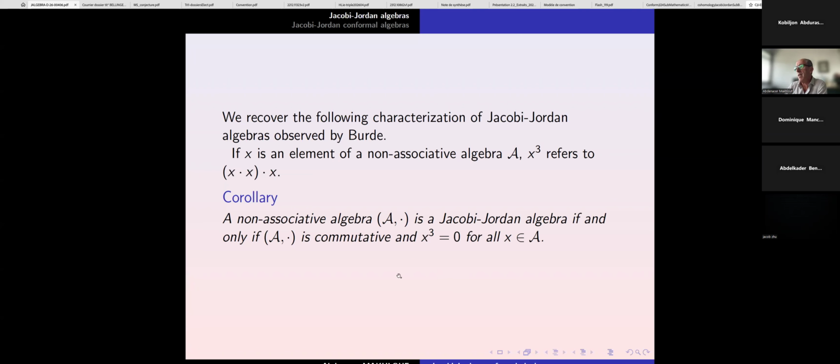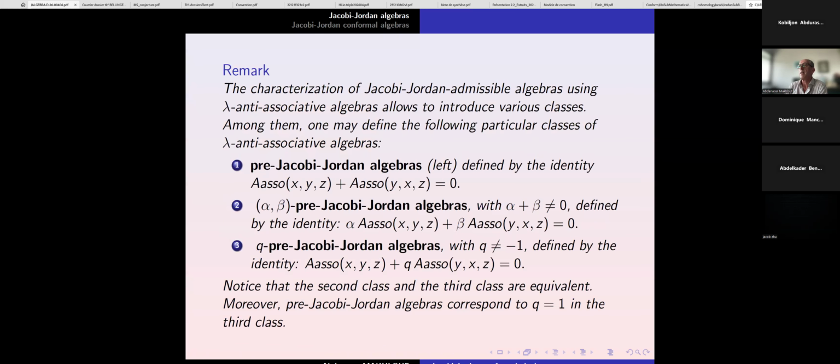Then A dot is a Jacobi-Jordan algebra if and only if it's commutative and x power 3 equals 0. Then we can recover it from the previous result here. And we can also maybe define some nice classes one can consider and discuss.